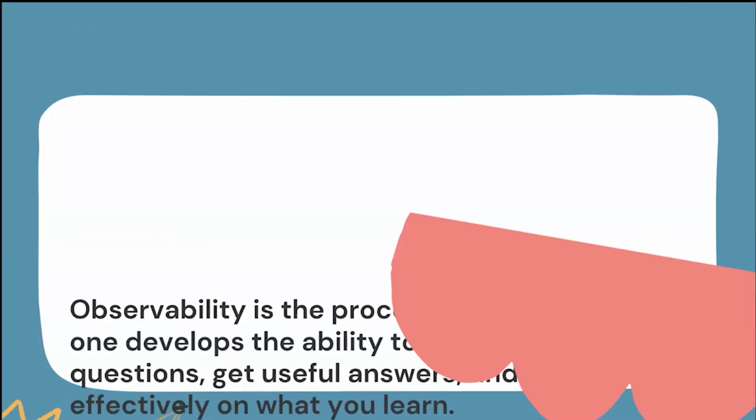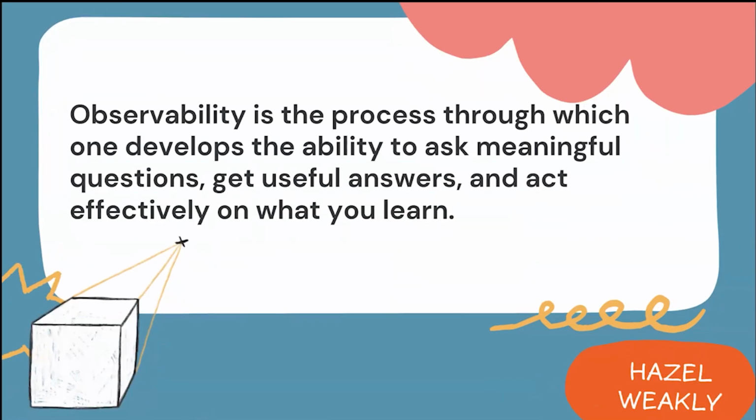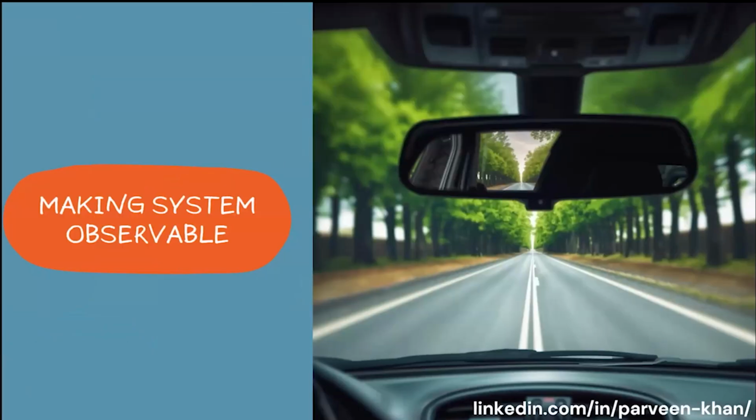And this is one definition out of many. This is one of the simplest definitions that I found and really like, by Hazel Weekly: observability is the process through which one develops the ability to ask meaningful questions, get useful answers, and act effectively on what you learn. So when systems go down, for example if you have some kind of incident or issue, the ability to ask questions and find answers becomes very critical, which is exactly what this quote is explaining.